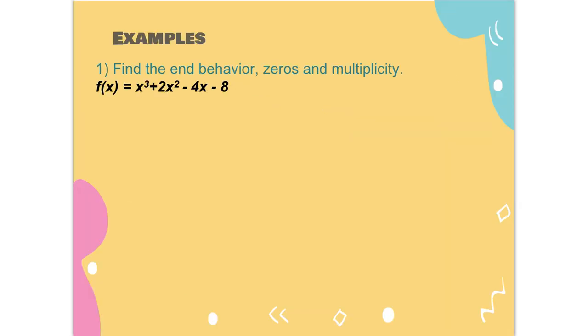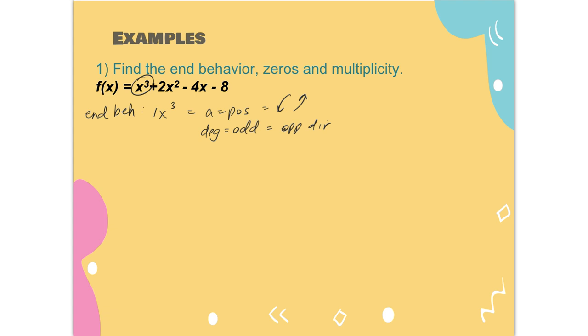So let's look at this particular equation. It says find the end behavior, the zeros, and the multiplicity. So again, for the end behavior, we're going to be looking at this leading term. Okay, so we've got 1x cubed. So a is positive, and the degree is odd. So again, odd degree means opposite directions, and positive means it's going to go down on the left and up on the right.